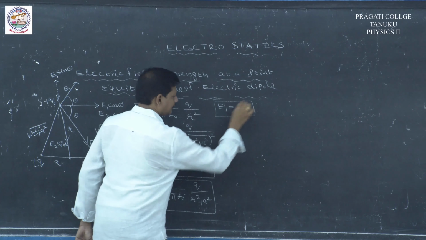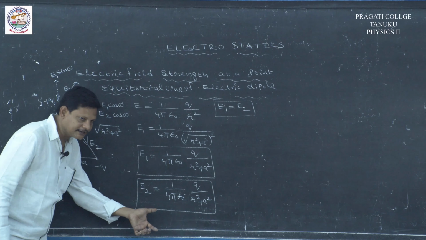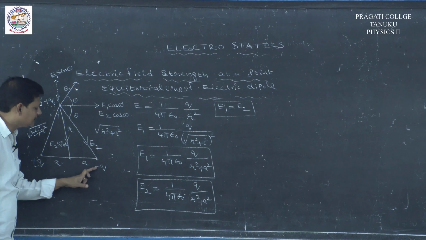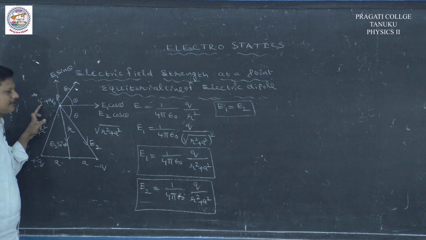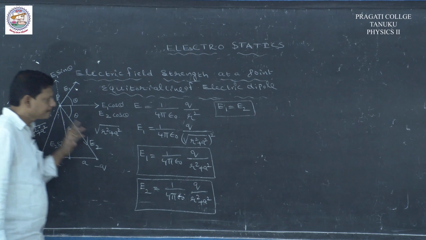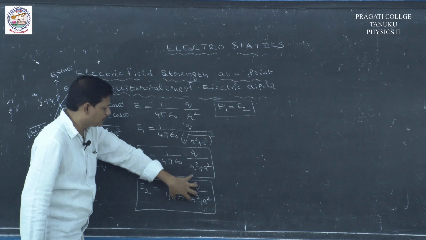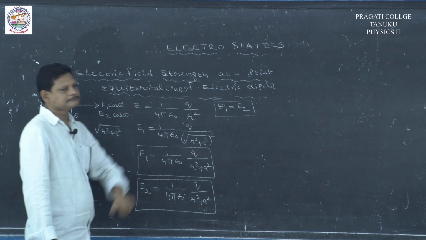Here we calculate magnitudes only. That's why we cannot consider the signs of charges. Okay? So, from the above equation, E1 equals E2.